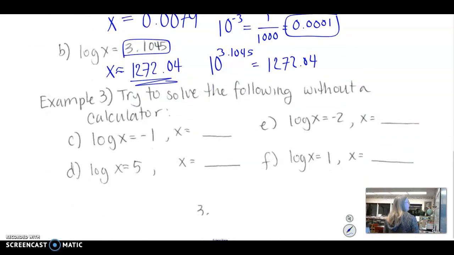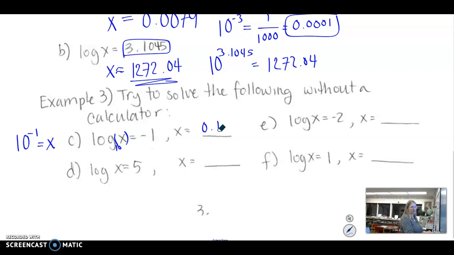All right. So the next set of problems here is trying to solve this without a calculator. So using your logic here, all of these have no base written, so they're all base 10. So for C, I'm finding this x, and if I rewrite it in exponential form, it's 10 to the negative first is equal to x. And 10 to the negative first is 1/10 or 0.1. So the log of 0.1 is equal to negative 1. So x is 0.1 there.